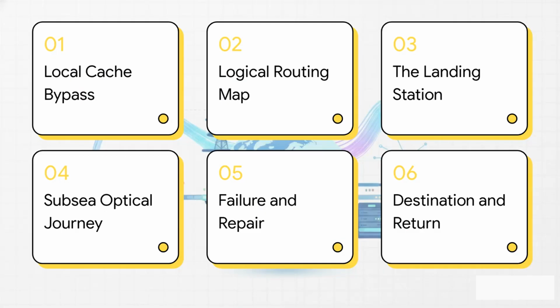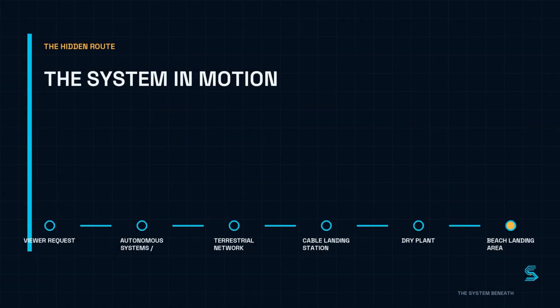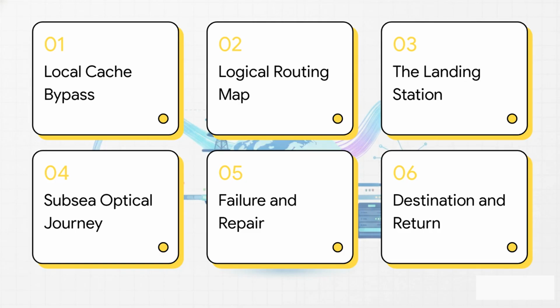Here is our official itinerary for today. First, the local cache bypass. Second, the logical routing map. Third, reaching the landing station. Fourth, the subsea optical journey. Fifth, system failure and repair. And lastly, destination and return.